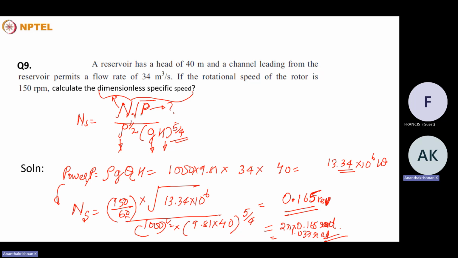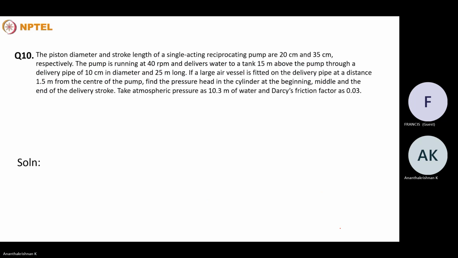In this particular problem, we have determined the power, and based on the power, we have calculated the dimensionless specific speed. So the unit is power divided by rho power half into H raised to 5 by 4. That's a straightforward problem. Moving on to the next problem.